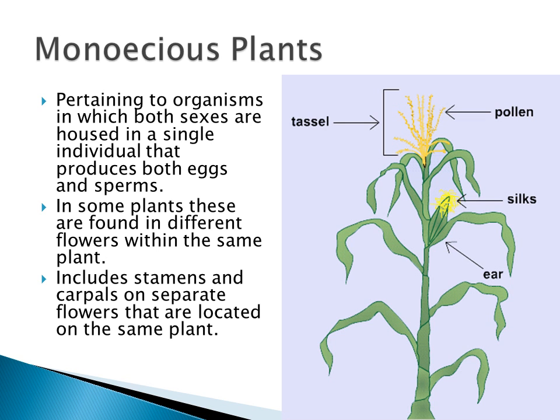The first topic we're going to talk about is monoecious plants. Now, to understand the concept of monoecious, we're going to have to understand its definition, and this is pertaining to organisms in which both sexes are housed in a single individual that produces both eggs and sperms. Now, this means that a plant will contain flowers that have either male or female sex organs, but they will be located on the same plant. This includes stamens and carpels on separate flowers that are located on the same plant.